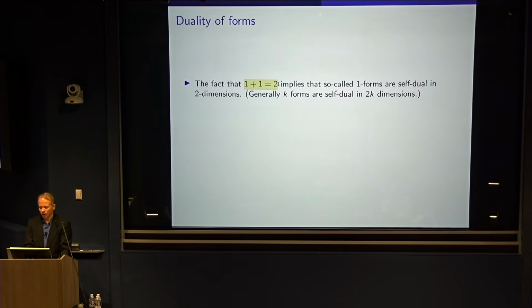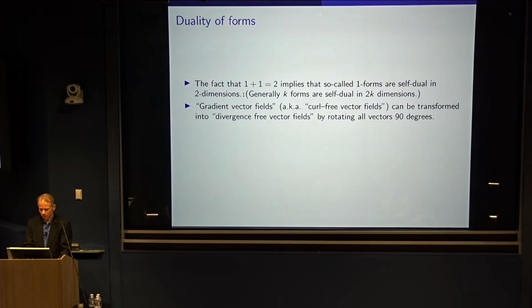Also, the fact that 1 + 1 = 2 implies that one forms are self-dual in 2 dimensions. In particular, gradient vector fields, aka curl-free vector fields, can be transformed into divergence-free vector fields by rotating all vectors 90 degrees. I don't know, how many of you guys knew this fact already? Okay, a few of you, not everyone, but it's something they will teach you in multivariable calculus.